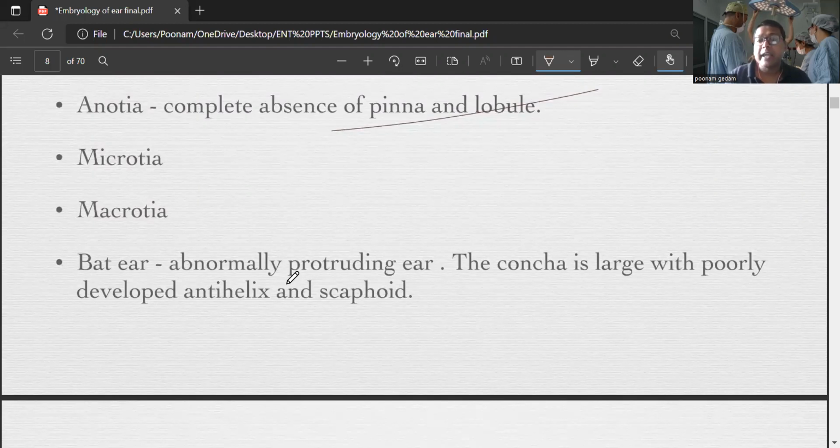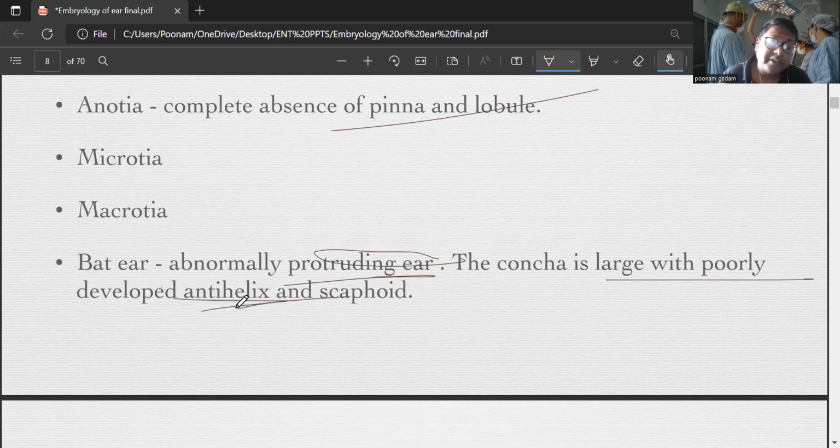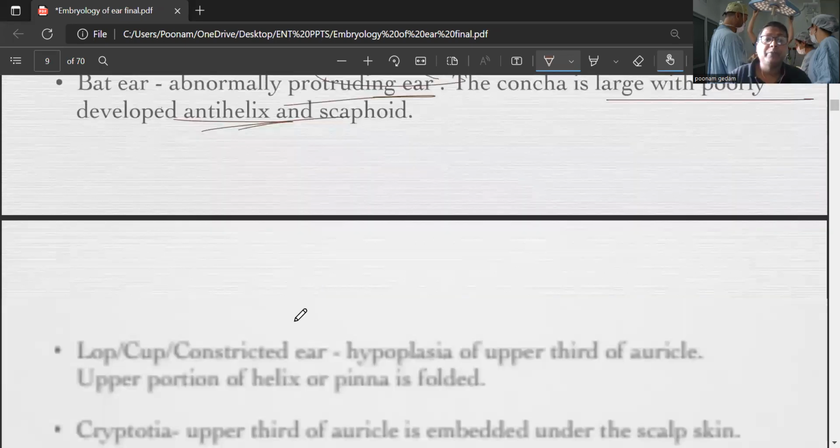Macrotia, bat ear, is an abnormally protruding ear. This is Aamir Khan's ear. The concha is large with a poorly developed anti-helix. This is very important. It can become a difficult diagnosis whether it is a post-auricular hematoma, because in post-auricular hematoma also the pinna sometimes appears protruding. But here the concha is large with poorly developed anti-helix and scapha. These are very important features.